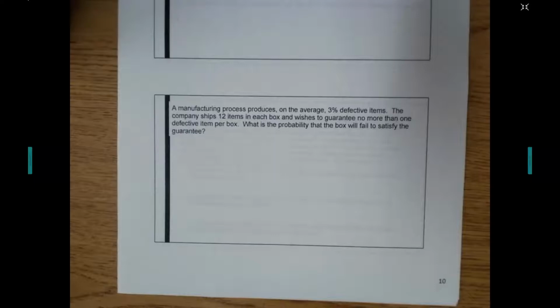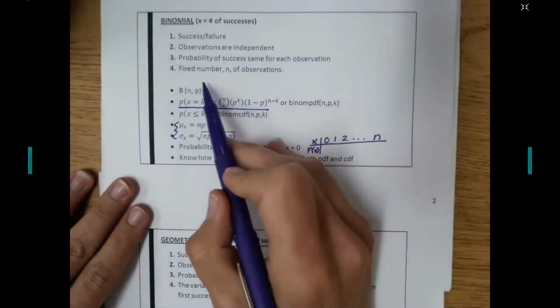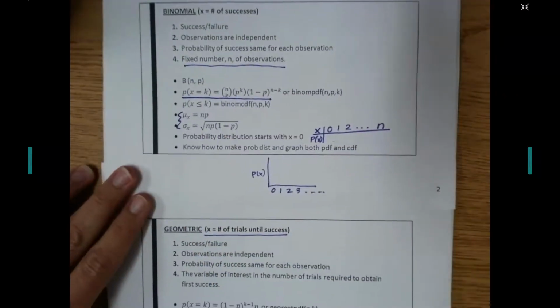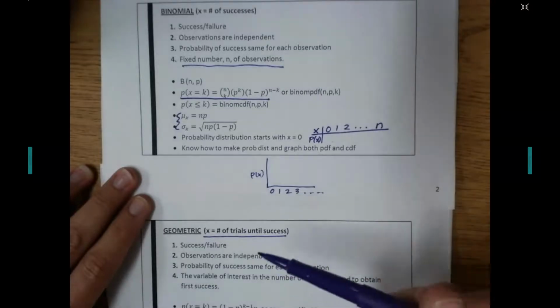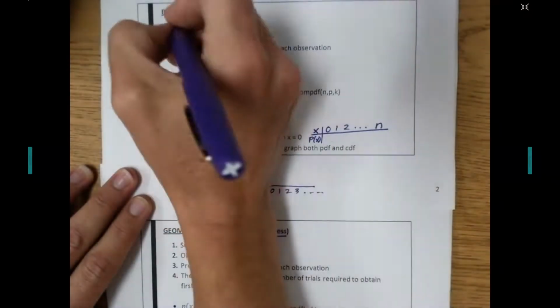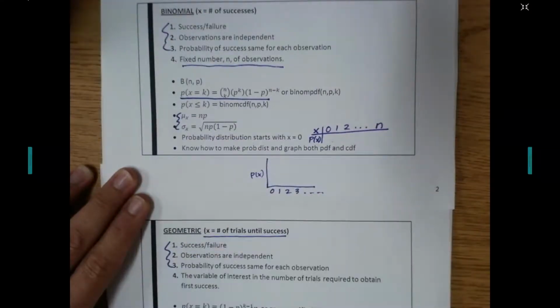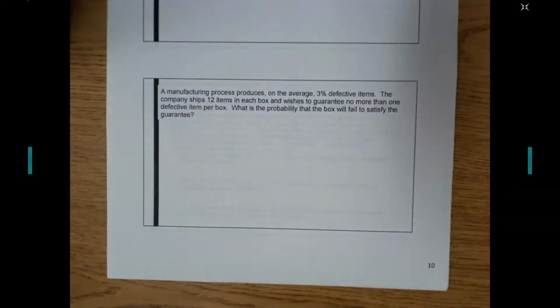Well, the main difference is that in binomial, you have a fixed number of observations. Out of this many, I'm looking for this many successes. In geometric, there is not a fixed number. It's infinite. It's how long until a success happens. So that's the main difference between the two. All the other 3 conditions are exactly the same and have to be in place, right? All right, so let's look at a situation and see if we can figure out, is it binomial, is it geometric, and then how can we handle it?